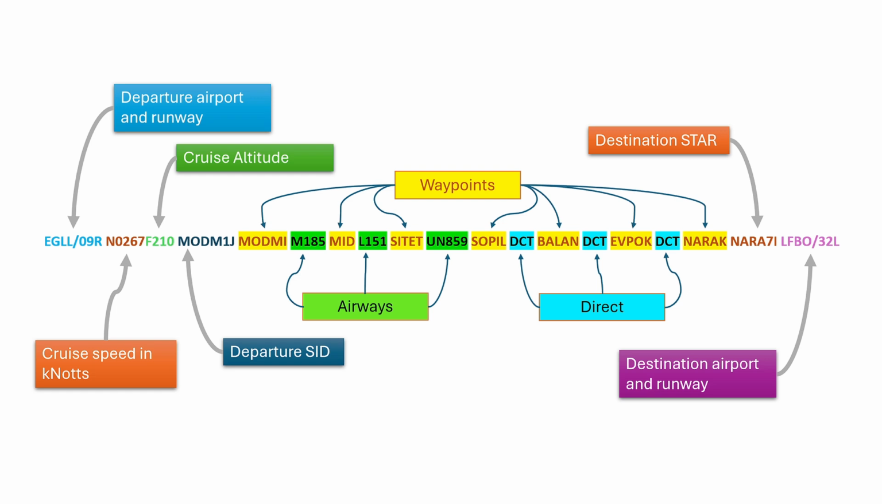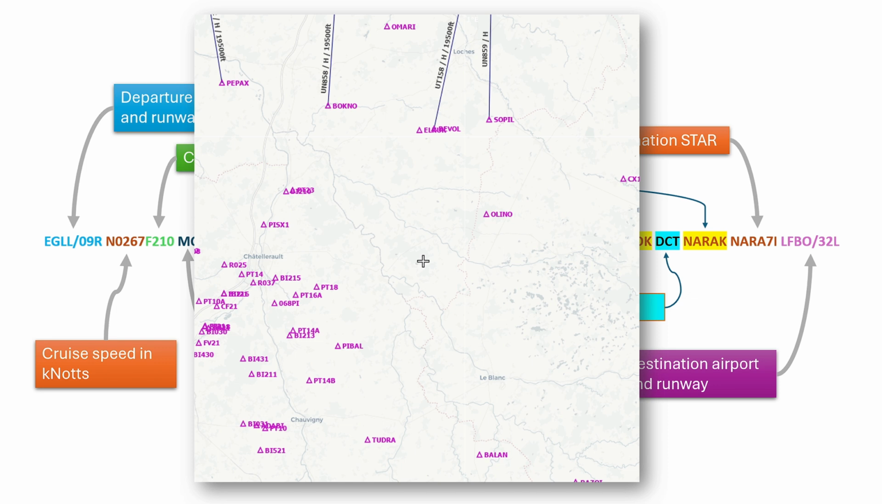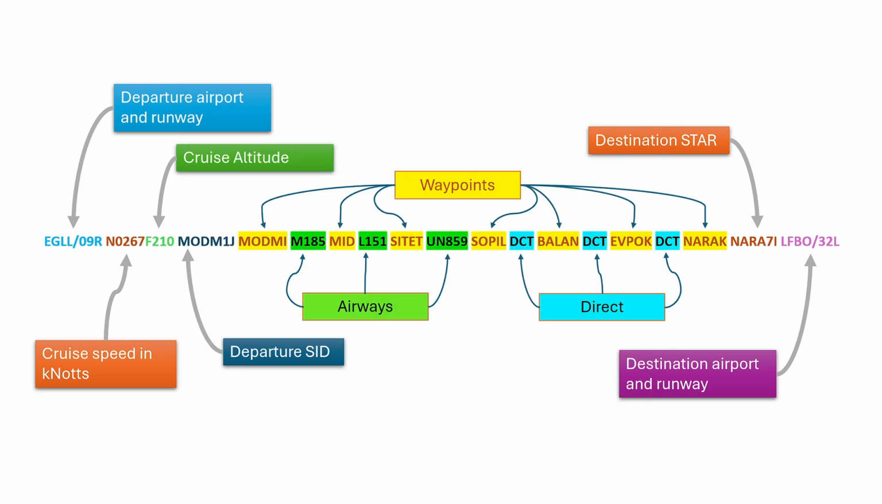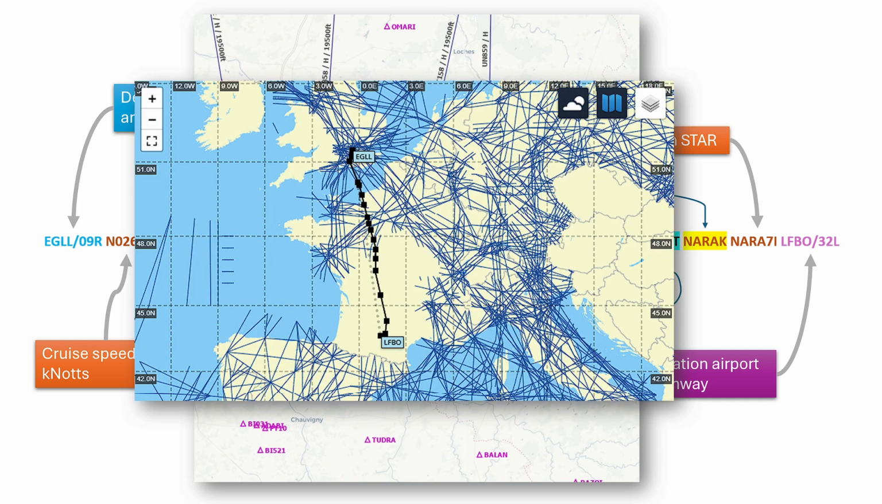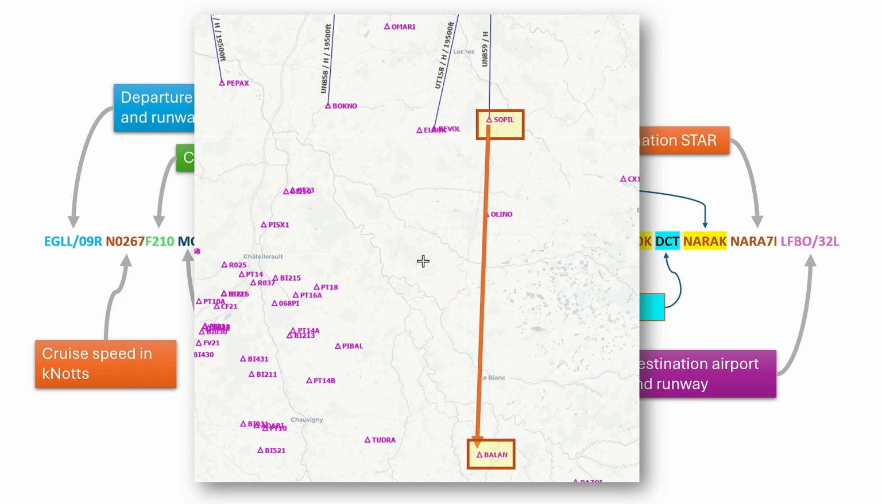In certain parts of the world, there aren't actually really any controlled airways. So once we get to this part of France, we have to take direct paths between these known waypoints. For example, the airways just stop at this point. So when we get to Sopel, we need to go to Ballon, but there is no airway between them. So you can see in that part of France, there are no airways. So we need to go direct from Sopel to Ballon.